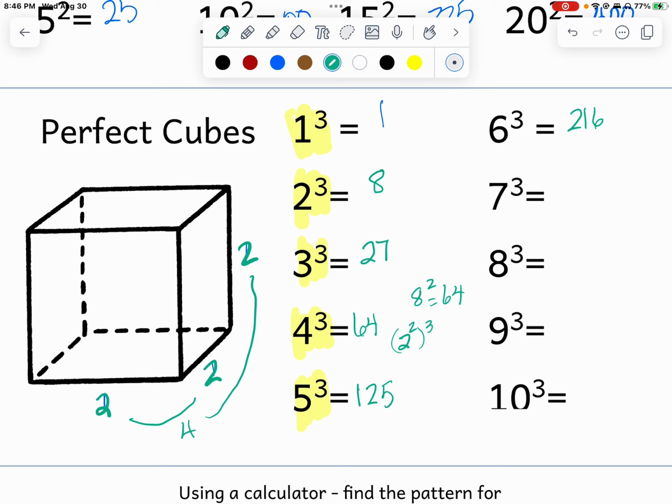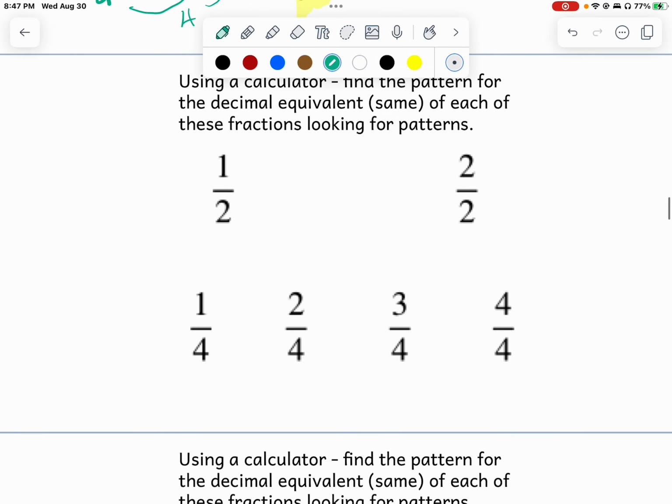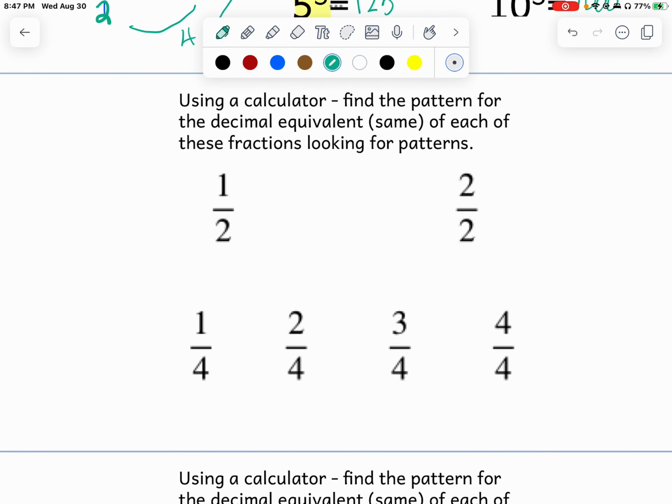6 cubed is 216, 7 cubed is 343, 8 cubed is 512, 9 cubed is 729, and 10 cubed is 1,000. You will see these numbers referenced in many different tests where their allocation of time to complete the problem is not based on how long it takes you to figure out.